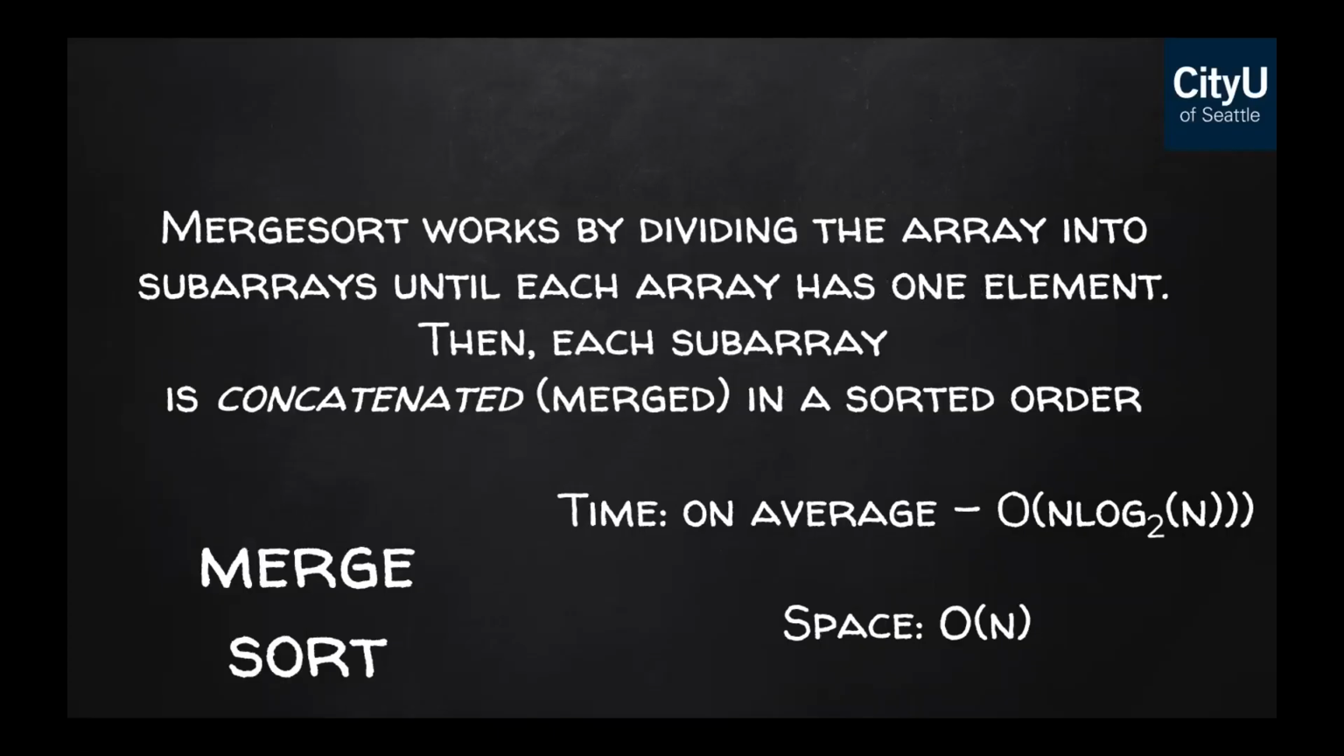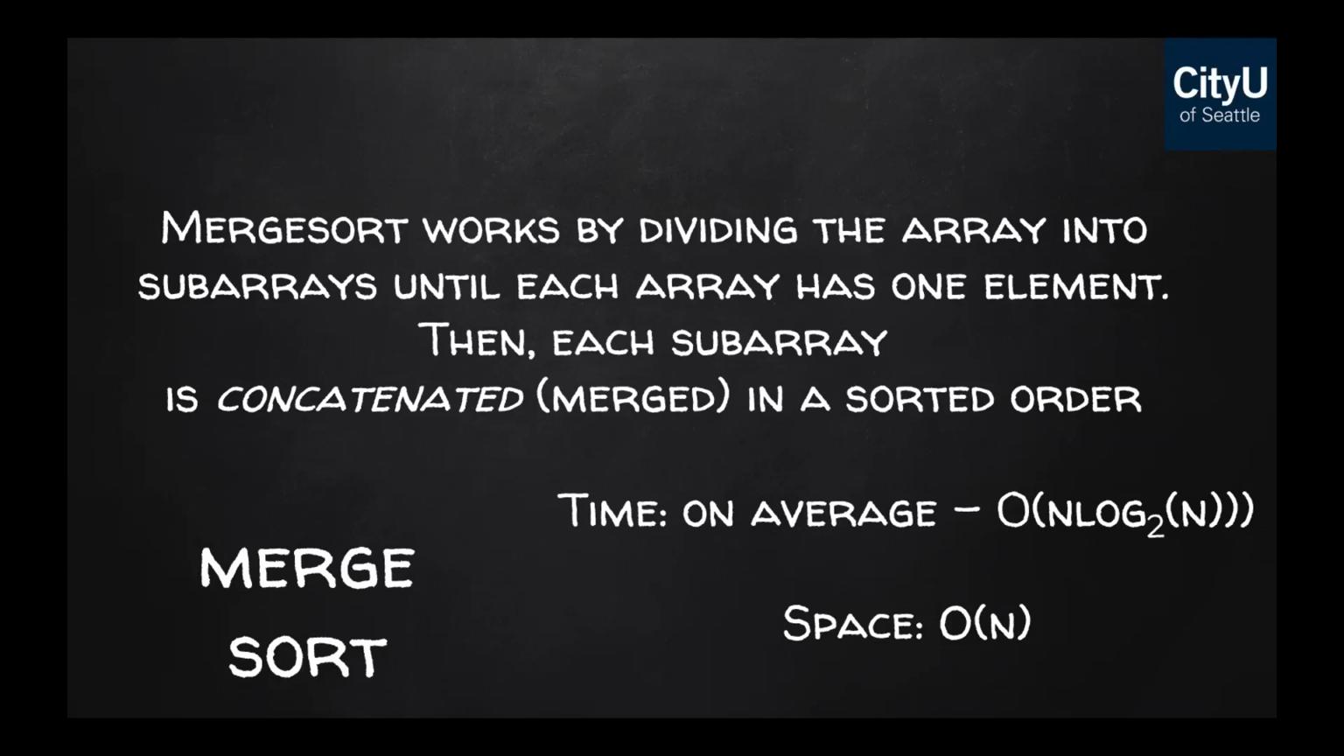Merge sort is a very popular sorting mechanism as well. It works by dividing the array into 2 arrays, and then dividing those 2 arrays into 4, until you get subarrays that each have a length of 1. So you keep slicing the array until each piece has a length of 1, and then you compare and merge them again.